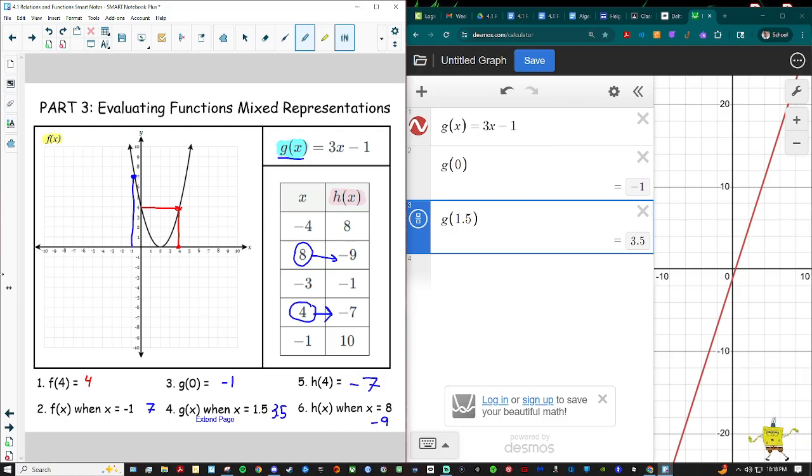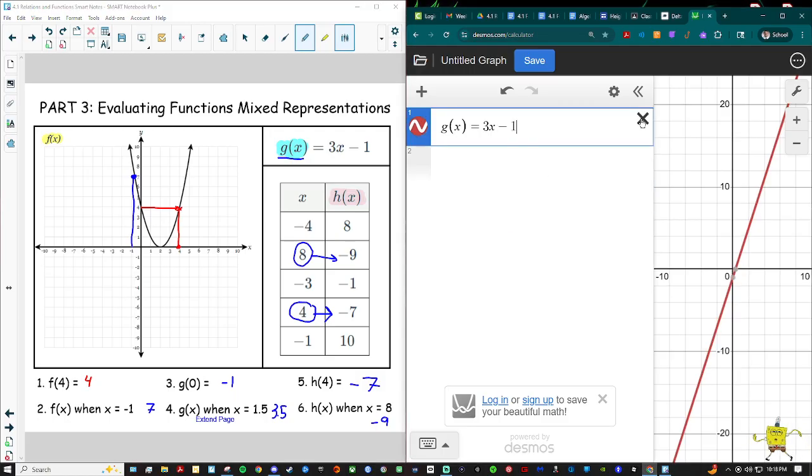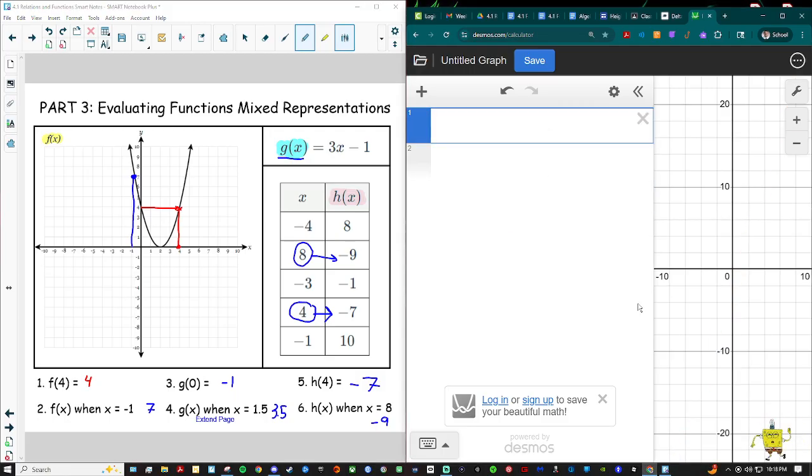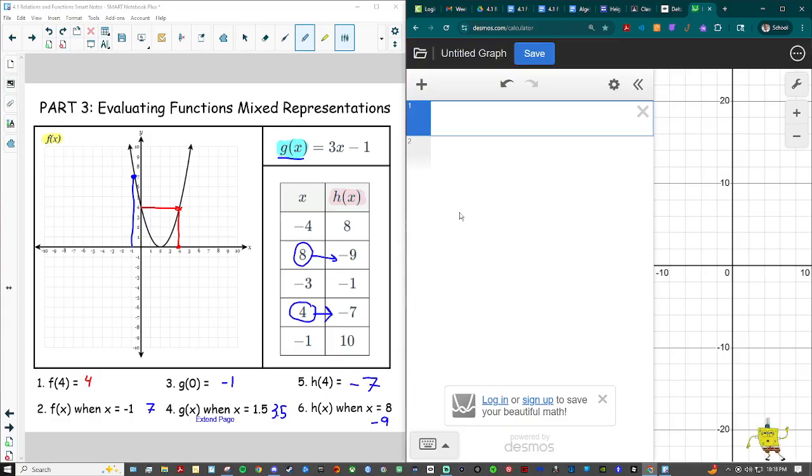And that's it. That is everything you need to know about functions and relations. Use Desmos when you can. We skipped doing it by hand. I am not in this week, so we're going to cheat the system. We're just going to do it with Desmos.